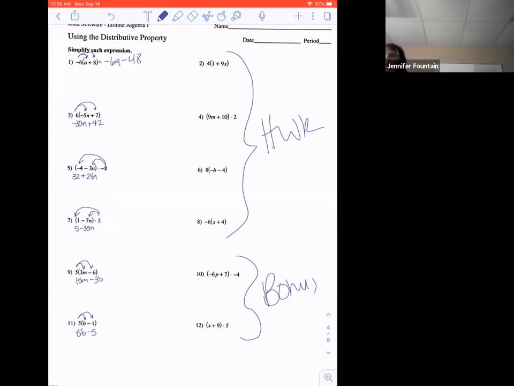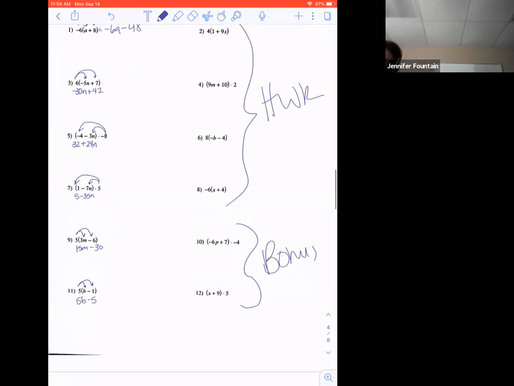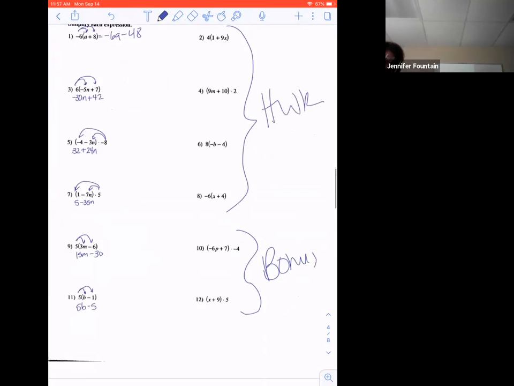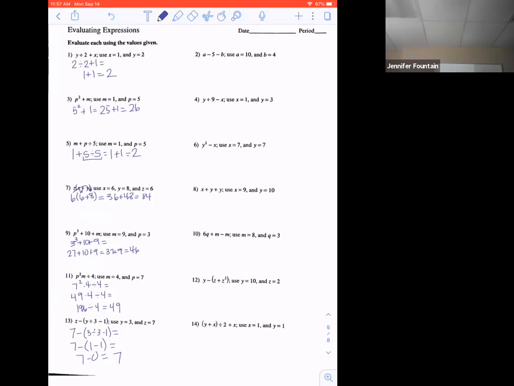Distributive property. Wait, say that again. 2, 4, 6, and 8 are homework. And then numbers 10 and 12 are bonus. Evaluating expressions. 2, 4, 6, 8 homework. 10, 12, 14 are bonus.